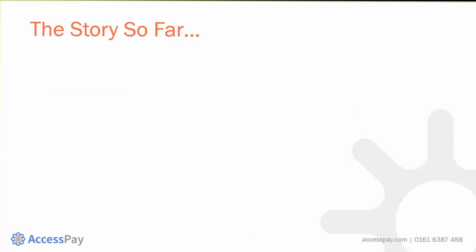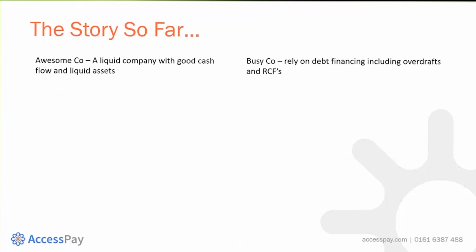We're going to set the scene here with a couple of fictional companies, Awesome Co and Busy Co. Awesome Co is a cash-rich company with good cash flow, plenty of liquid assets and low liquidity risk. And Busy Co, by contrast, although highly profitable, rely upon debt financing for their daily operations. Now, we're fully aware that the majority of companies will have a mixture of cash balances, liquid assets, revolving credit, other debt options, but for the basis of this webinar, we've treated them as completely separate organisations with very distinctive characteristics, i.e. cash-rich versus highly debt financed, in order to help explain some of the techniques involved in cash forecasting.